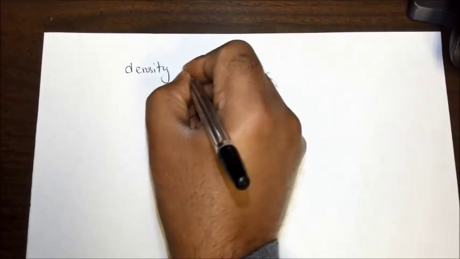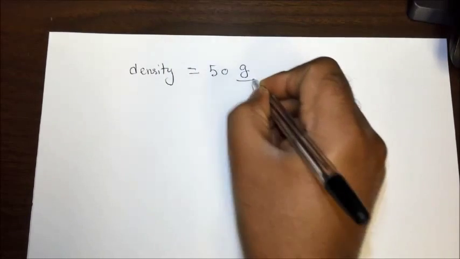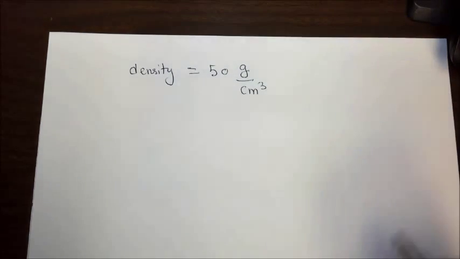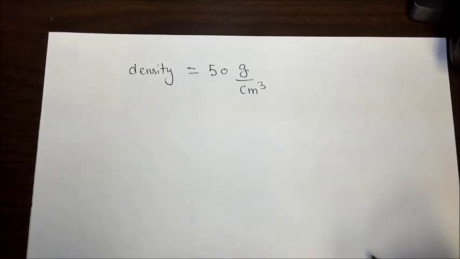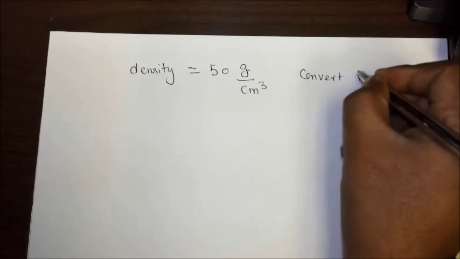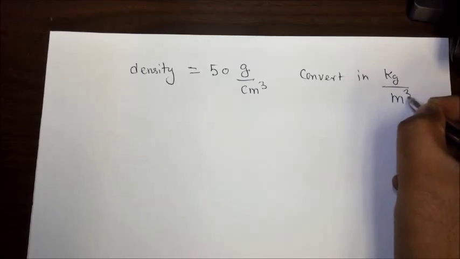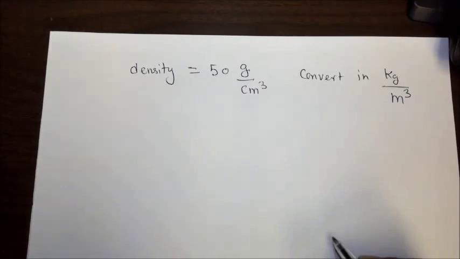Please have a look. Suppose we have a density given as 50 gram per centimeter cube, and we want to change this to kilogram per meter cube. Convert in kilogram per meter cube. And let's see how we can do this.